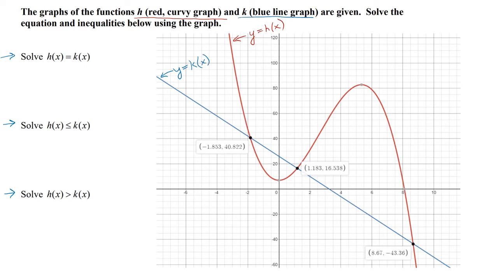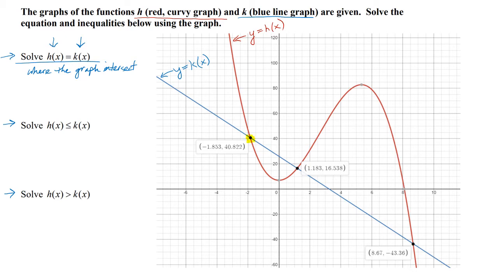All right, so let's start with the equation. If we want to solve h of x equals k of x, recall that if we're solving with graphing, we want to think about where the right side of the equation and the left side of the equation are equal, in other words, where the graphs are the same. That would be where the graphs intersect. So we're looking at where the graphs intersect to solve this equation. We look at the graphs, and I've actually highlighted already where they intersect.